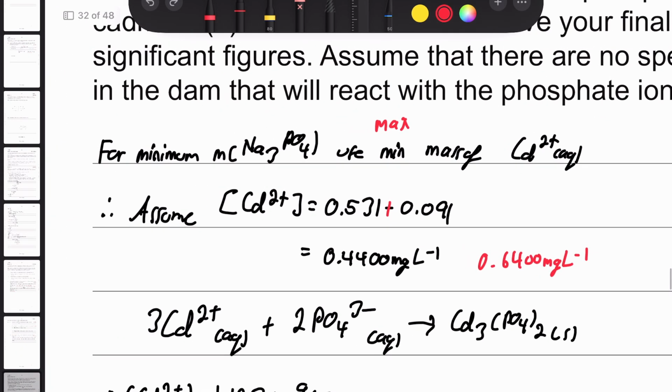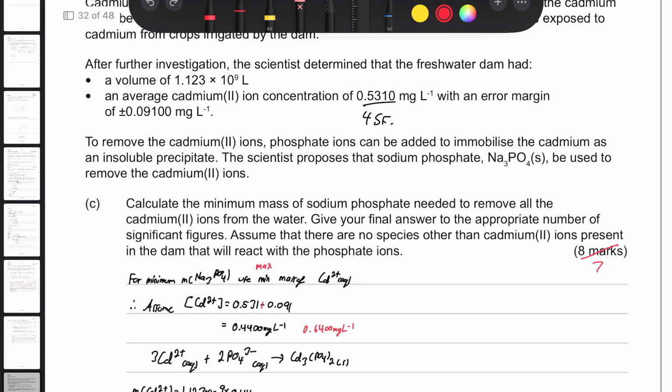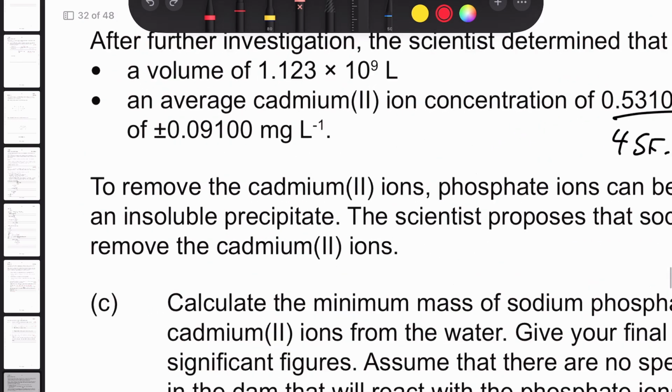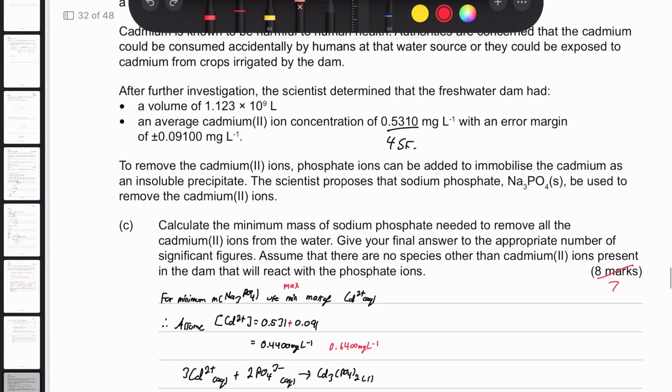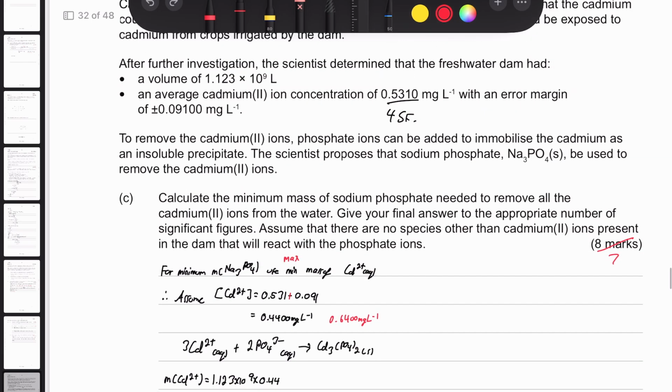Oh yeah, for minimum, you needed to use the maximum mass of cadmium, which, oh my god. I assume they should have worded this better and said the minimum mass to guarantee you're going to remove all the cadmium 2 ions. Because if the uncertainty is that, then I can just take the lowest amount, and then use that as my minimum. Like, brother. Because that could be the minimum mass of sodium phosphate.